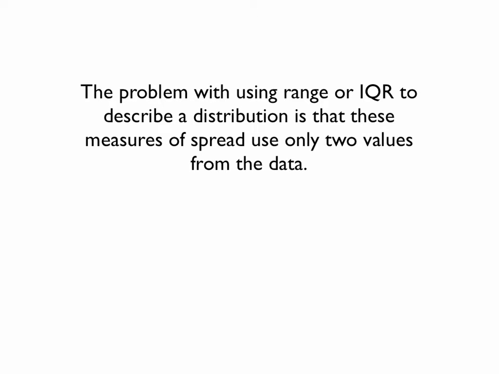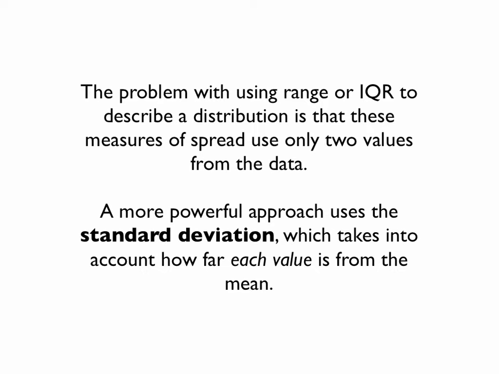Well, the problem with using range and interquartile range to describe a distribution is that those measures only use two values from the data. Remember, range is maximum minus minimum. Interquartile range is upper quartile minus lower quartile. So we're only getting a very small snapshot of the shape of the distribution. So instead, a more powerful approach is to use standard deviation, which takes into account how far each value is from the mean. Let's walk through a quick example.